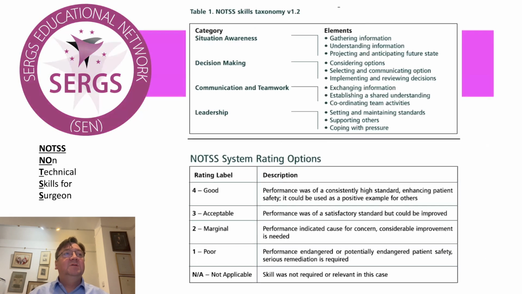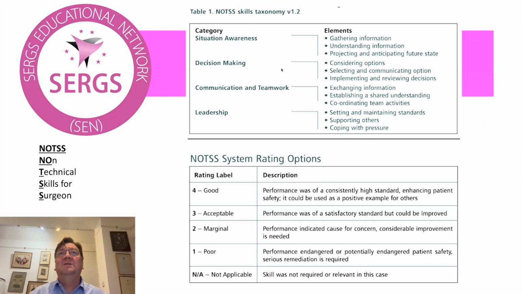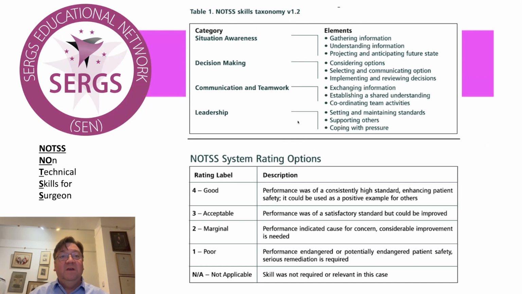And then we have NOTSS, which is the Non-Technical Skills for Surgeons. It's very important that people understand their situation awareness in theatre with gathering information. Decision making has got to be scored, ranging from good to poor, communication and teamwork, as well as leadership. All of these can be done as a formative assessment towards the end of your training, and we would expect a candidate to get the certificate to do well in all of these 3 assessment techniques which have been validated.